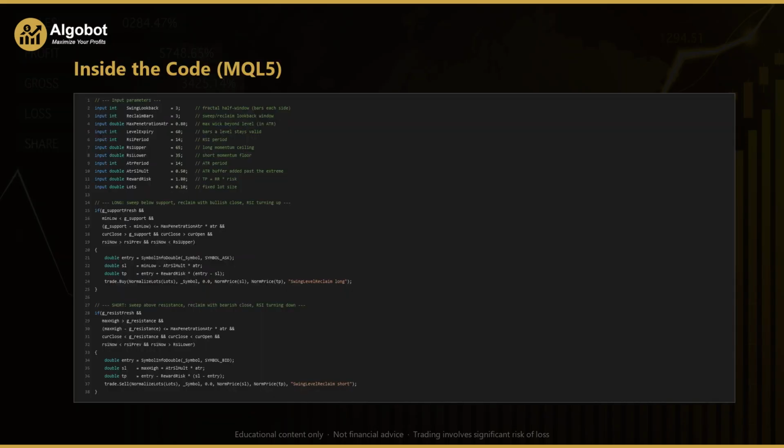Let's read the actual MQL5 code the expert advisor runs, just as you'd see it in MetaEditor. At the top are the input parameters. Swing lookback sets the fractal half window.